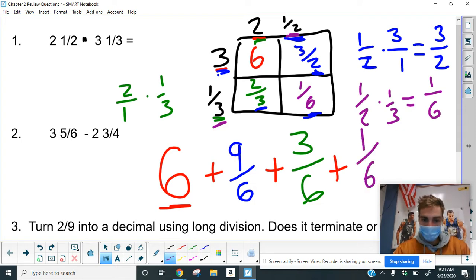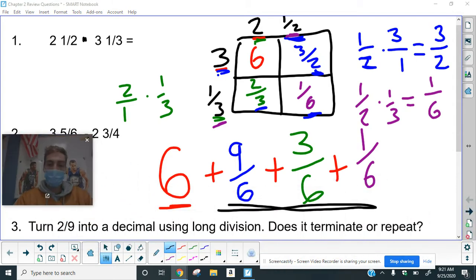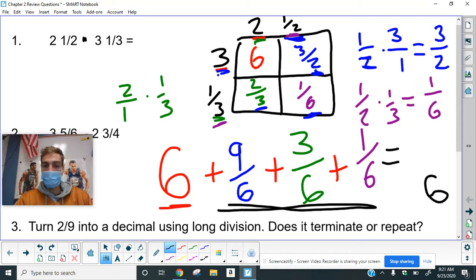Alright? So now let's go ahead and add these fractions together. So I'm just going to add these right here. So obviously across the bottom that's going to stay the same. So it's going to be 6 on the bottom. And then on the top, if I do 9 plus 3 plus 1, that's going to give me 13. So I have 13 over 6.